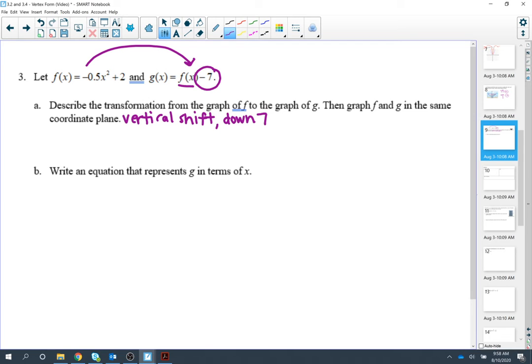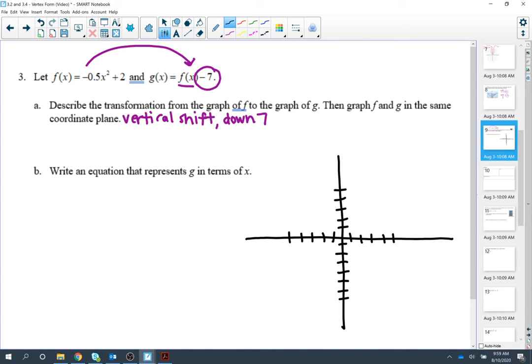Then graph f and g in the same coordinate plane. That one went up 2, that one went down. I'll just do this and hope I have enough. So I'm going to go 1, 2, 3, 4, 5, 1, 2, 3, 4, 5, 1, 2, 3, 4, 5, 1, 2, 3, 4, 5, 6, 7. Okay. First graph f of x. We have a parabola, so we're going to make a U. This one says up 2. So I'm going to start at 0, 0, but I'm going to go up 1, 2, and put my vertex.